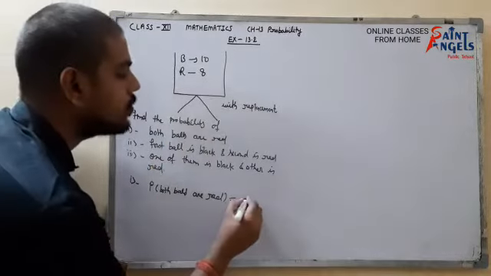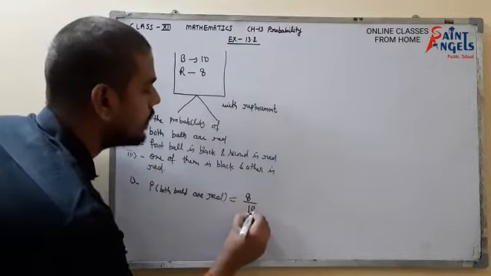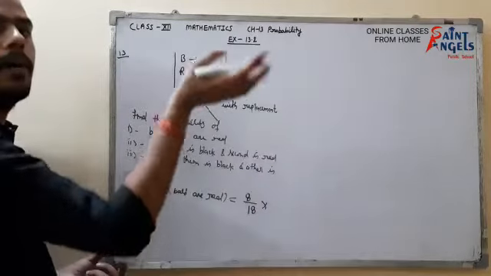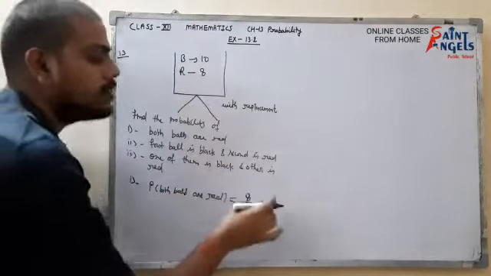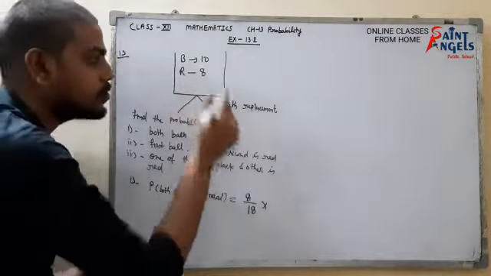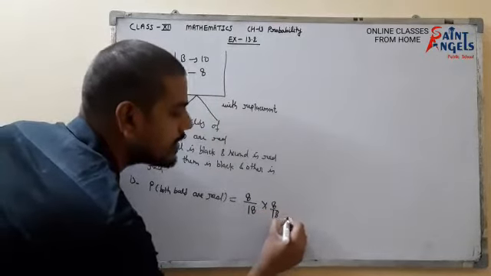Okay, how many red balls do we have? 8. So choosing one red ball would be 8 by 18 into. Now we put the ball back into the bag because replacement is allowed. Now again choosing a second red ball would also be 8 by 18. So that is our answer.